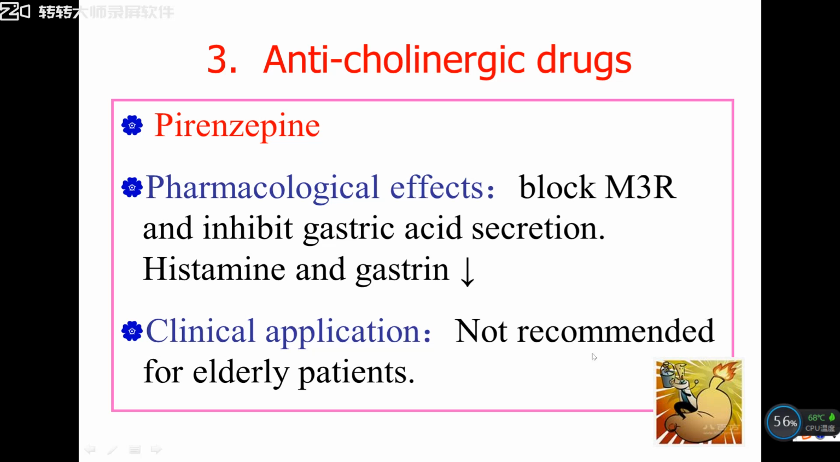It is not recommended for elderly patients. Do you know the reason? Because the M receptor blocker also blocks the M receptor in the heart and induces a heart rate increase. So this drug has other adverse actions, such as inducing tachycardia. So this drug is not recommended for elderly gastric ulcer patients.